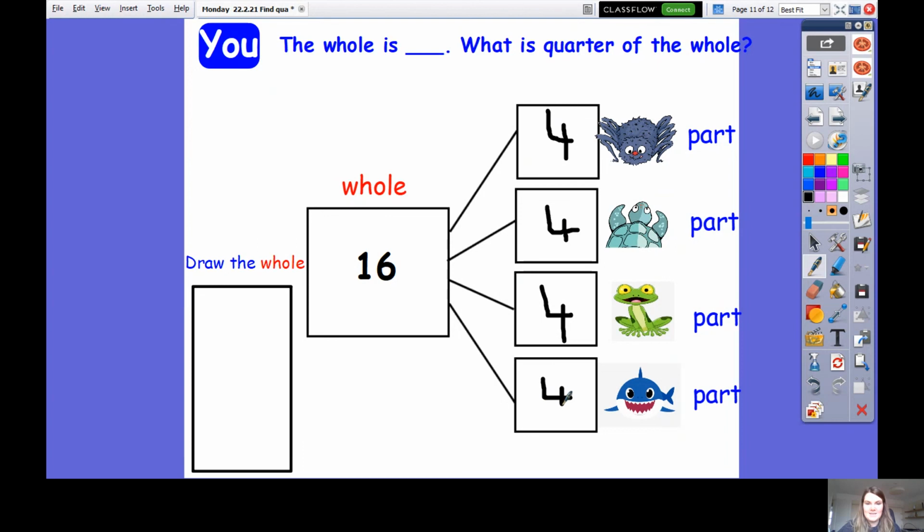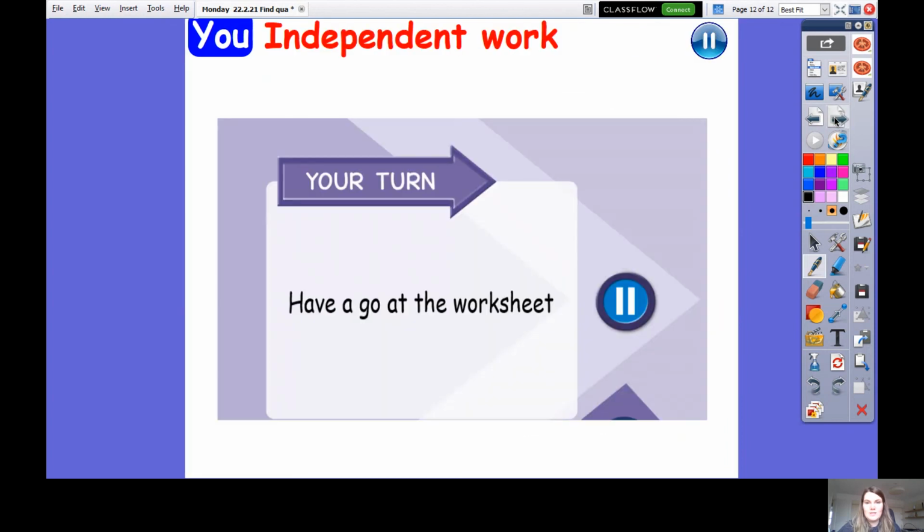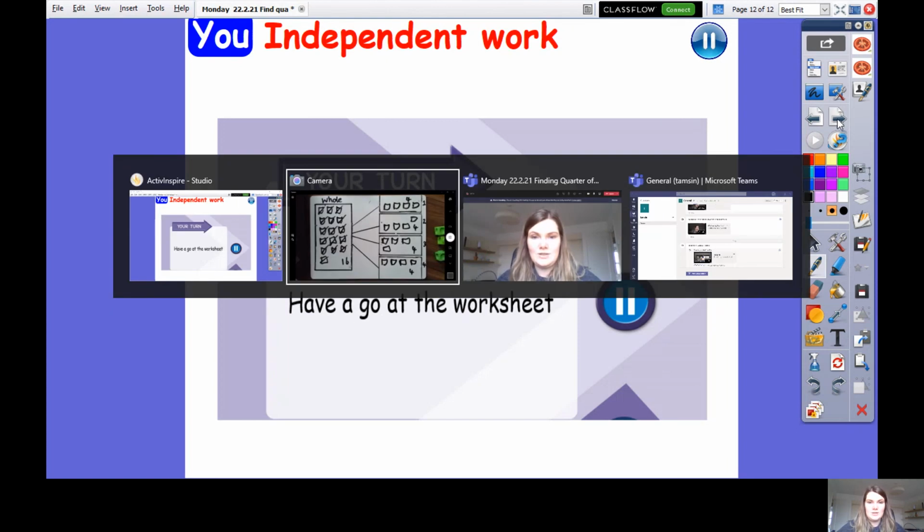Fantastic, everyone. So what you're going to be doing is your sheet now, okay? You might need to count and draw on your sheet, and you can use cubes and your part whole model to help you if you need, okay? You're going to have part whole models on the sheet for you, remember you are finding quarter, which means it's shared between 4 equal parts. Okay, and if you finish all of that, you can have a go at the challenge.